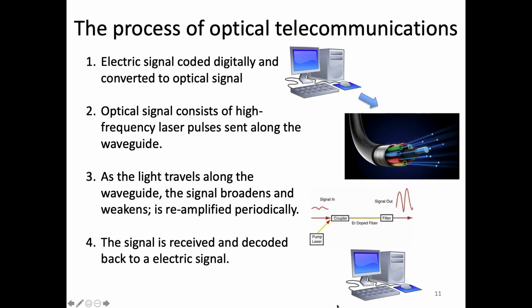So the first thing that has to be done is the electronic signal has to be coded digitally so that we can actually transport it. It's coded digitally and then converted into an optical signal. We're not going to cover that; that's not really part of this optical properties section. From there, the signal basically consists of high frequency laser pulses. That's the light source that we talked about when we talked about how a waveguide was composed.